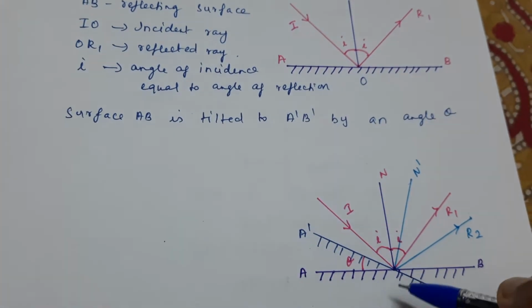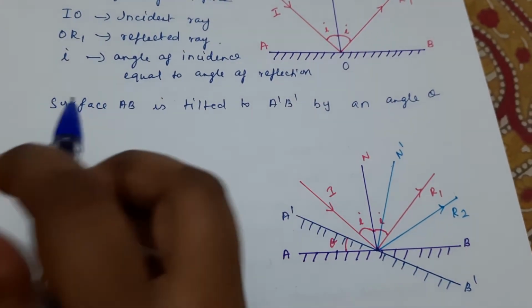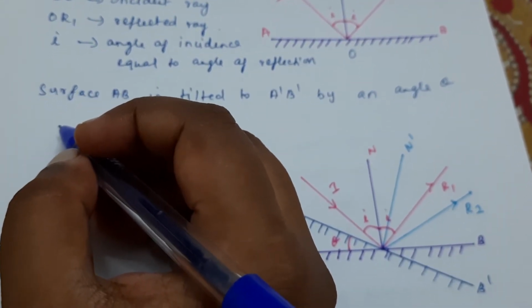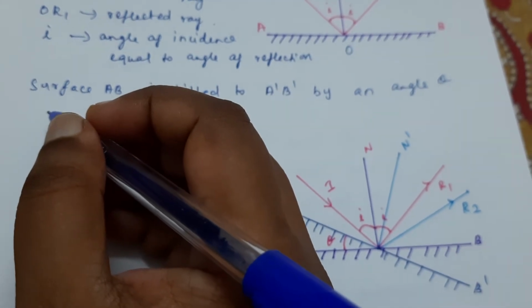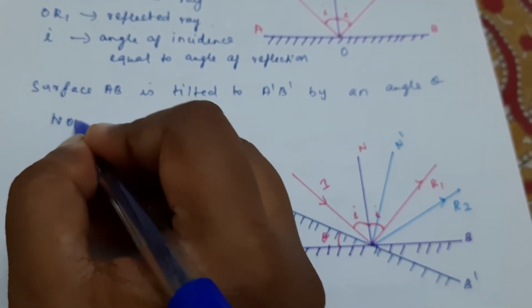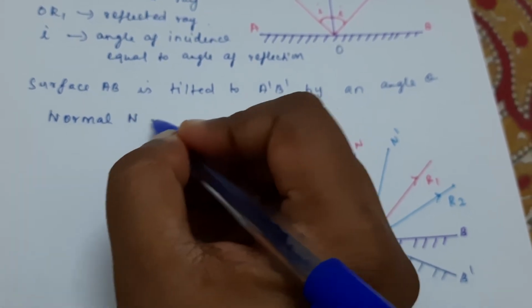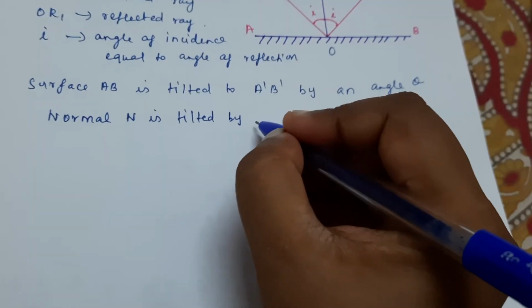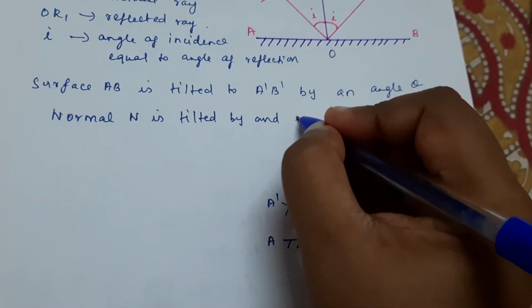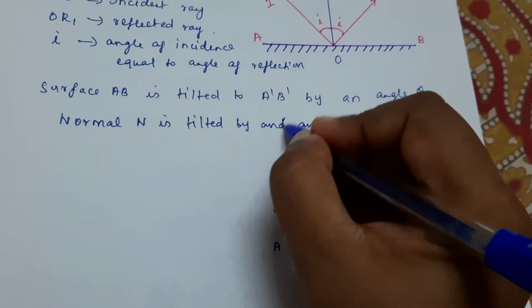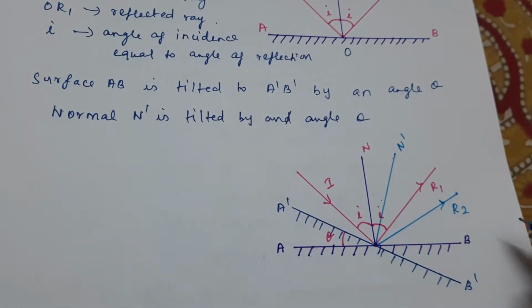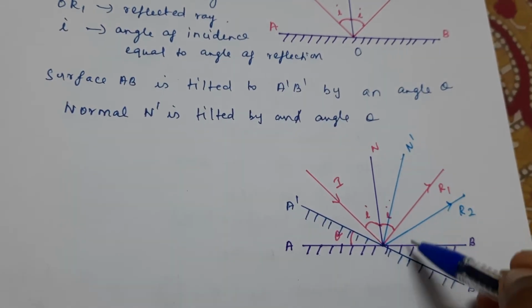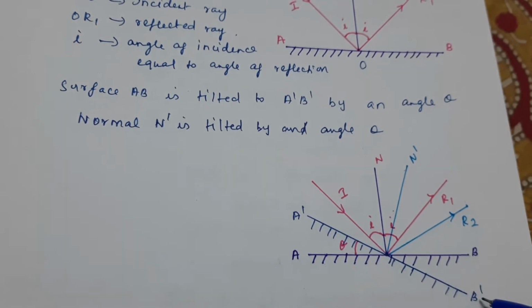So, the angle between A dash B dash and A is what? Theta. Okay. So, now the normal is also tilted by an angle theta. That is, normal N is tilted by an angle theta. Okay. So, here the normal is N dash. So, your new normal is what? N dash. You can see it in the diagram here. This is N dash. This is for A dash B dash.